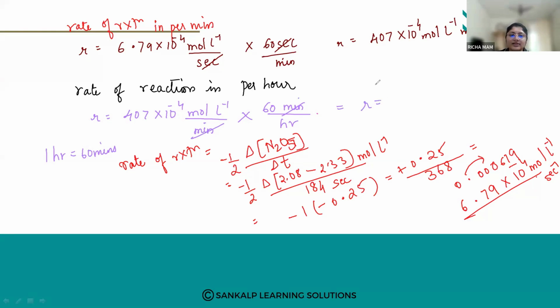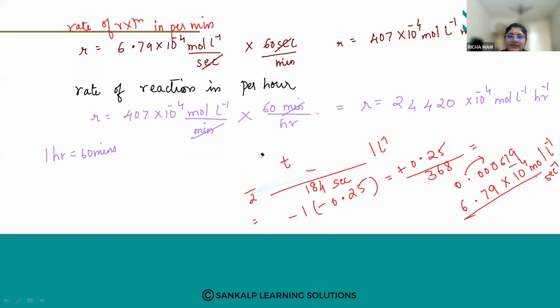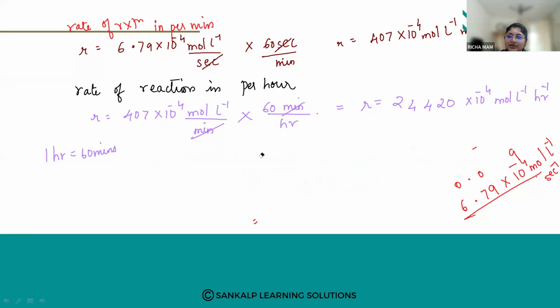You will get R is equal to, so calculate now, 407 into 60, which is 24420 into 10 raised to minus 4 mole per liter per hour. Per hour. Okay, got it? Yes. So next is per second. So 1 minute is equal to 60 seconds. Right. So let us do that.